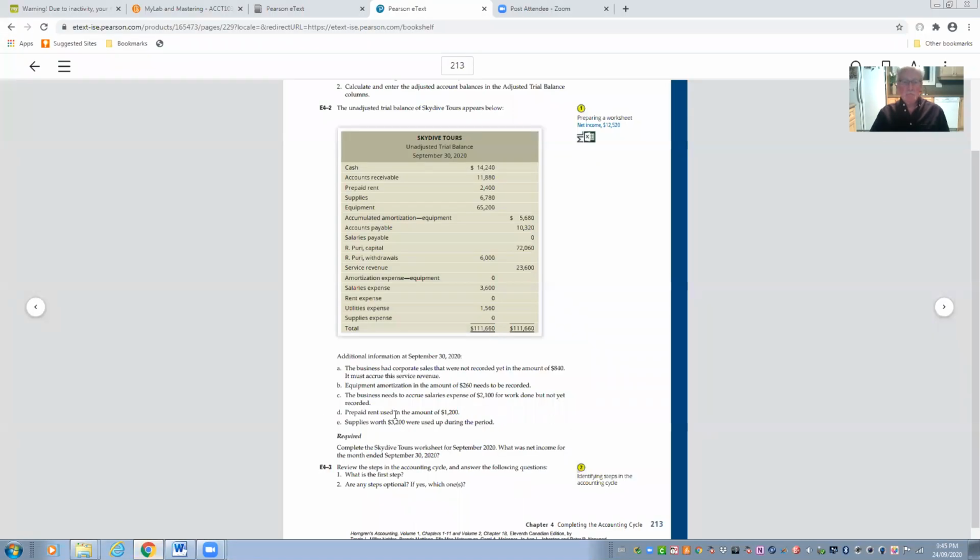Item D mentions that prepaid rent used is in the amount of $1,200. So what's happening now is at the end of the month, we used up 1 month's worth of the rent for that building that we have our business in. From the prepaid rent account, we need to reduce it by that. So the actual prepaid rent account is going to be credited. We're recognizing an expense right now because we've actually used up that cost, and we're going to debit rent expense.